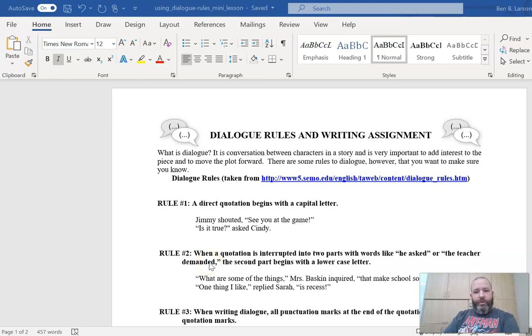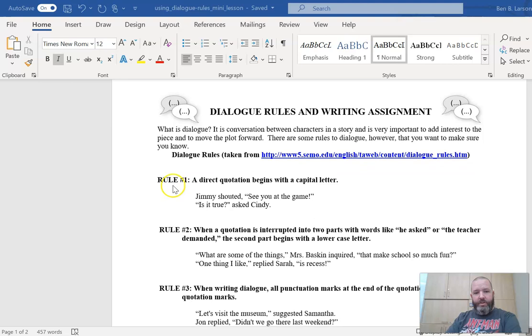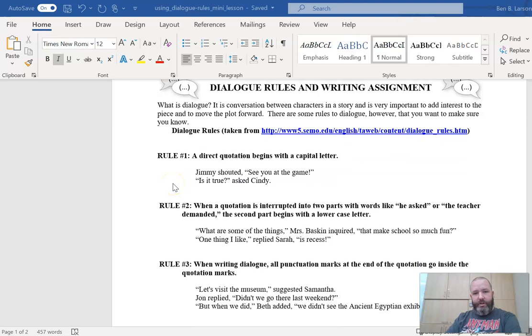Okay, just wanted to do a quick mini lesson on dialogue rules. We should probably do this before you write your story, so hopefully I'll have this posted before then. But if it's after your story, you can go and review this again to make sure you are punctuating dialogue correctly. Because it is tricky, and you're probably going to make some mistakes, and that's okay. So I have a little mini lesson here about dialogue rules.